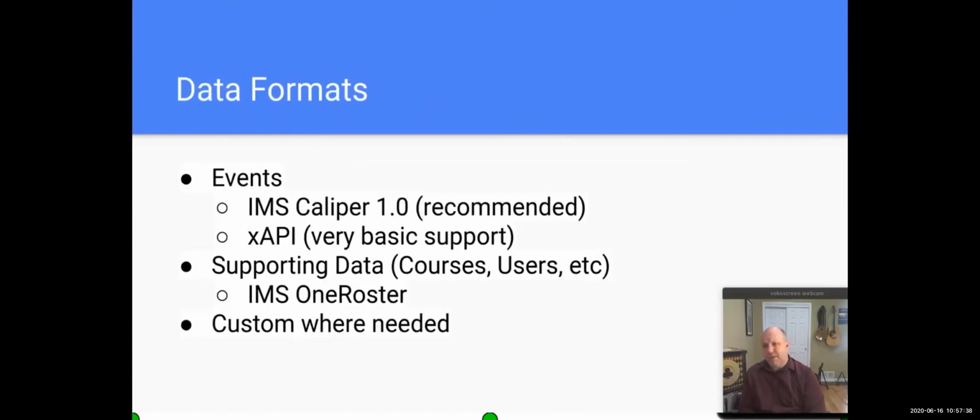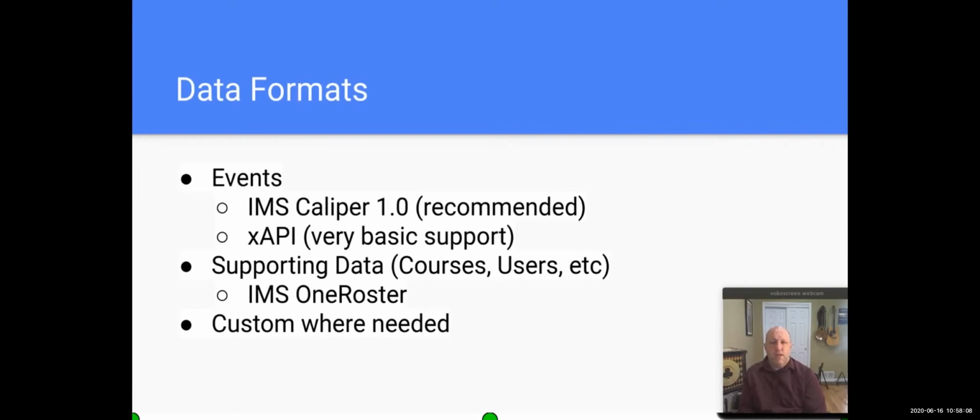The data formats. For events, we can consume IMS Caliper 1.0. 1.1 is available with a small code change. It wouldn't take very much to allow for 1.1, but we can't handle both of them at the same time right now. XAPI messages are essentially just translated into IMS Caliper 1.0.